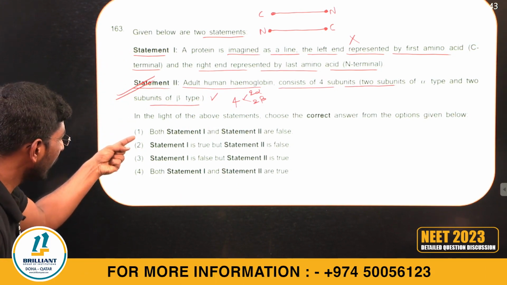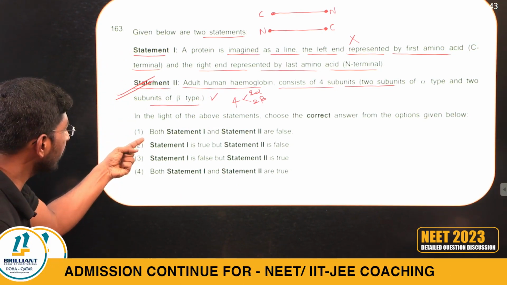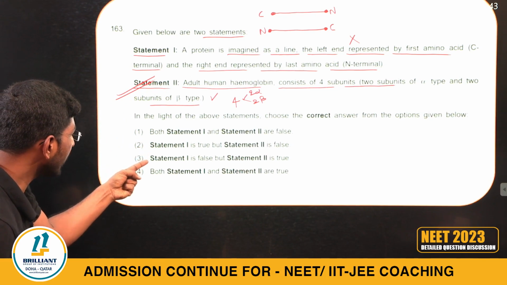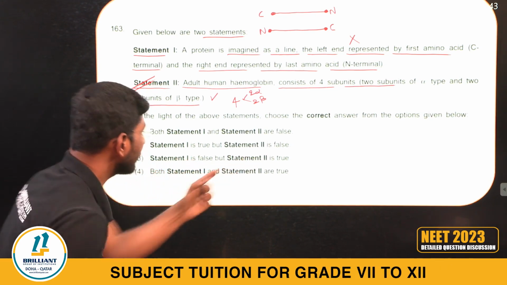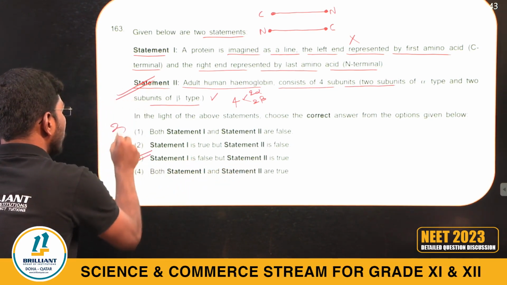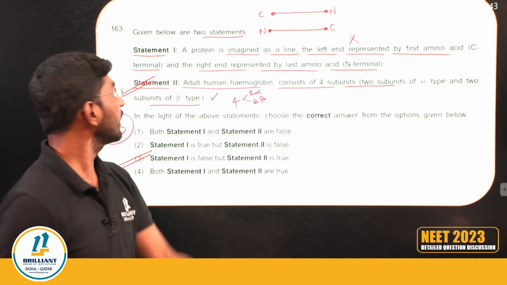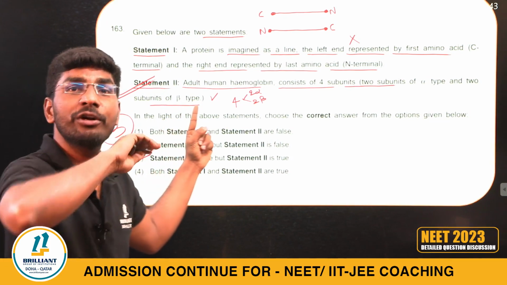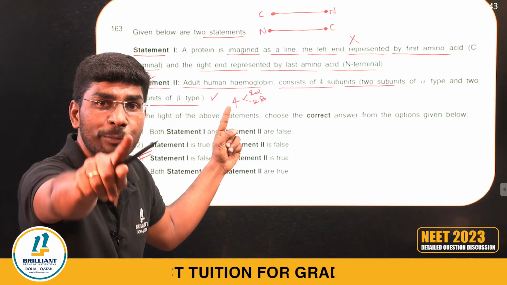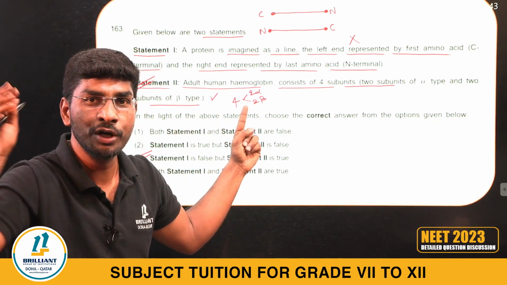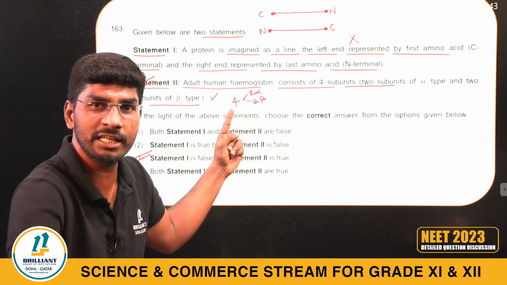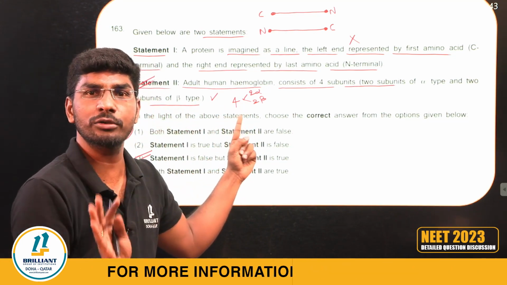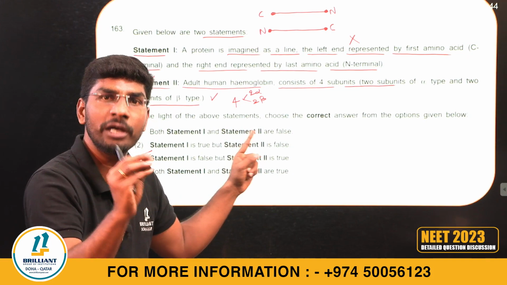Pick up the right answer. Statement 1 is false, and statement 2 is true. So option 3. 163 answer is option 3. So far I did not feel any question difficulty, students. I hope you all did very well in the examination. Zoology questions are very easy compared to botany. Botany questions are also easy, but zoology is very easy compared to that.